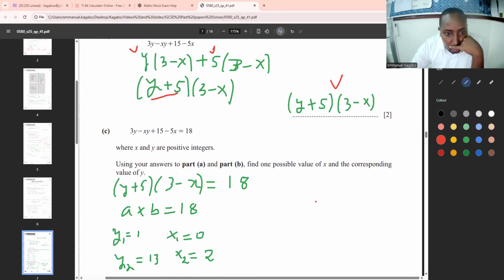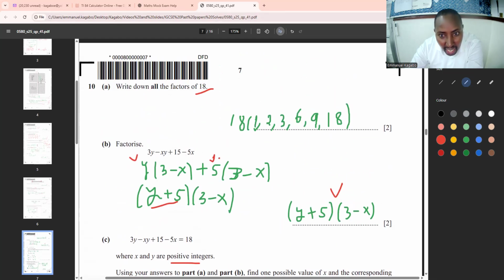Now, very good question, okay? Now, if you try to move very fast here, this is what you have. Where x and y are positive integers, that's what I said, using your answers to part A and B.